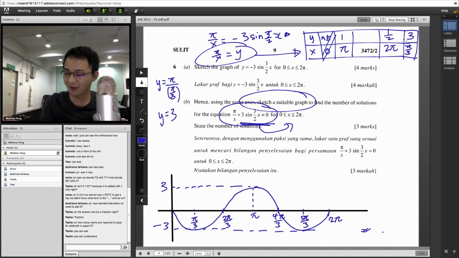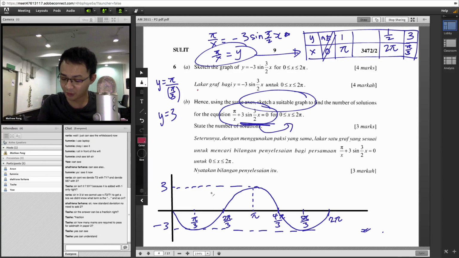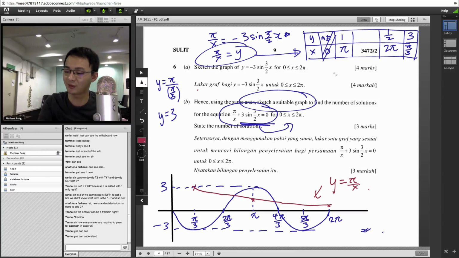Okay, so I have some coordinates here, so I'm going to plot the coordinates. My coordinate over here will be pi over 3 is at the 3 here, and pi is actually equal to the 1 here, and then 2 pi actually equals half here. Yeah, you have something like this. Okay, this is your y equals pi over x equation. Basically, pi equals x is at the bottom, your graph is actually something like this. This is a reciprocal graph. So actually this one is part of it.